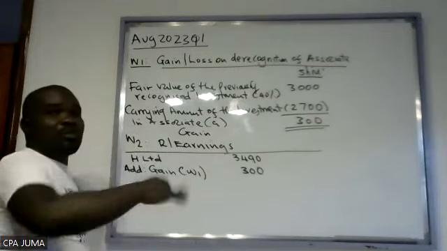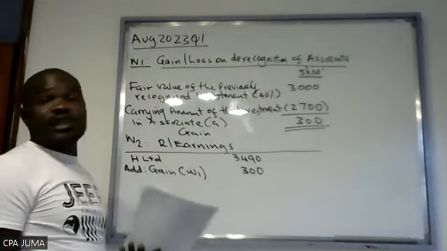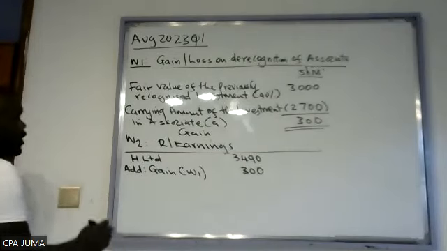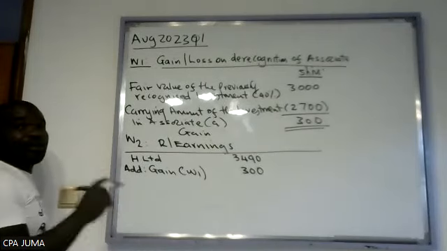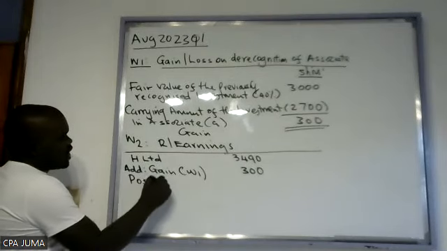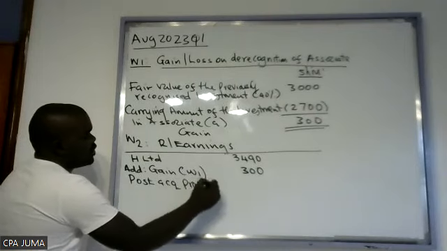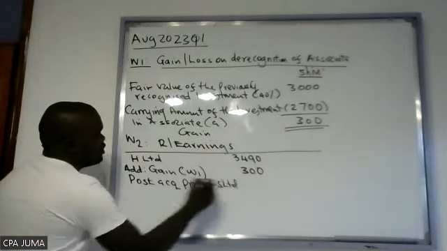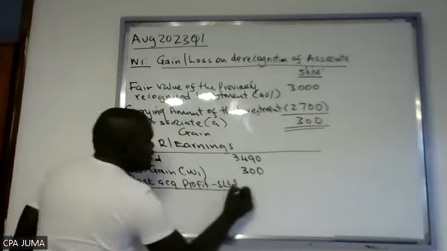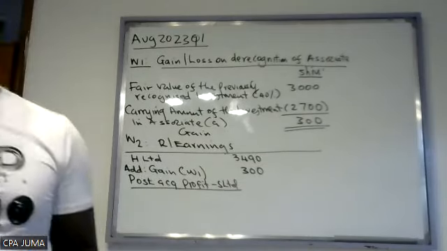So whenever you top up acquisition, this is a critical item to determine. Then for S, you bring post-acquisition. So post-acquisition profits, S limited. S limited. Post-acquisition profits for S limited.